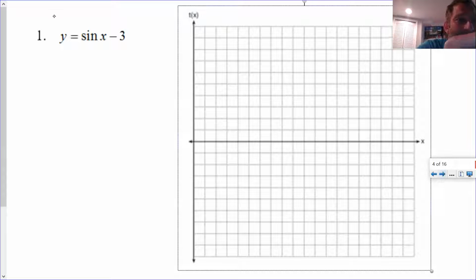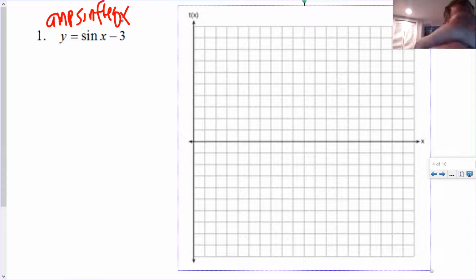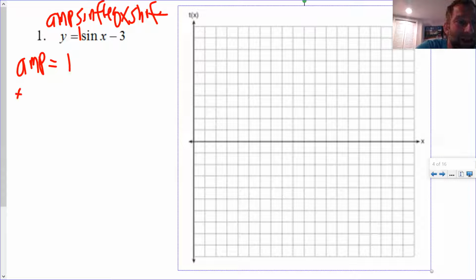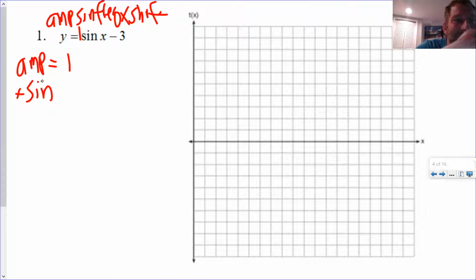So whenever I see a trig graph, amp, sine, freq, x, shift. So the amp is what's in front of the sine or cosine. My amp is 1. Is this sine or cosine positive or negative? It's positive sine. My freq is between the sine and the x. It's 1. For this lesson, it's going to always be 1. Next lesson, it will not. It will never be 1.